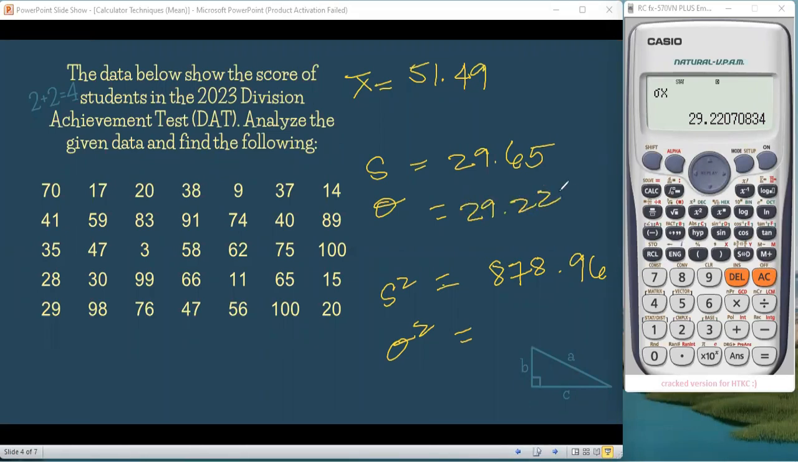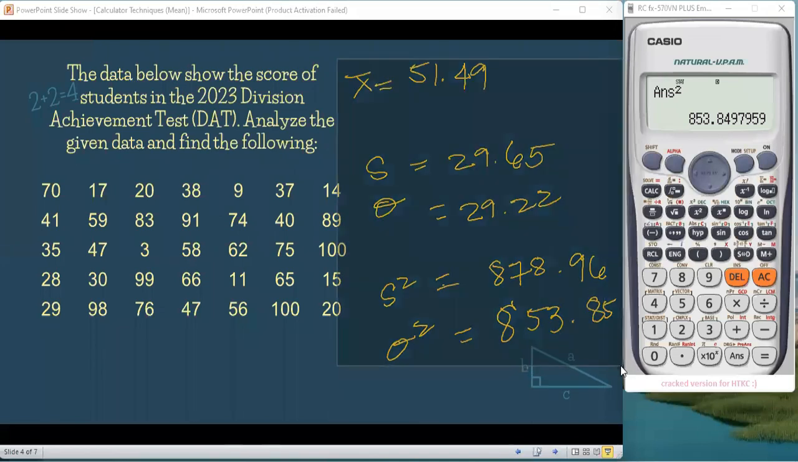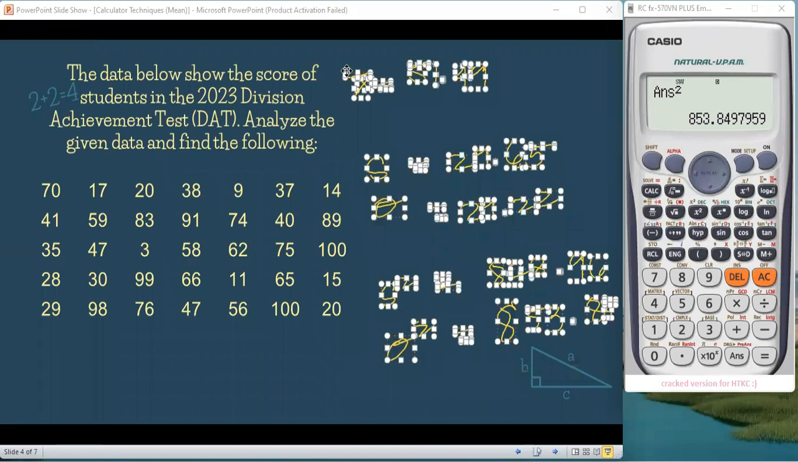29.22, and its variance, or the population variance, will only be squared. So that is 853.85 approximately. So now let's get the minimum and the maximum in order for us to get the range.